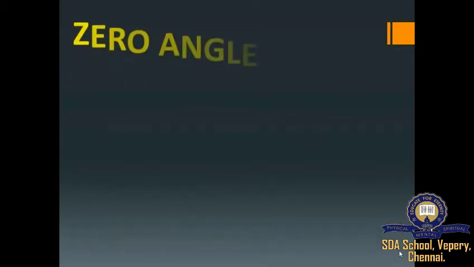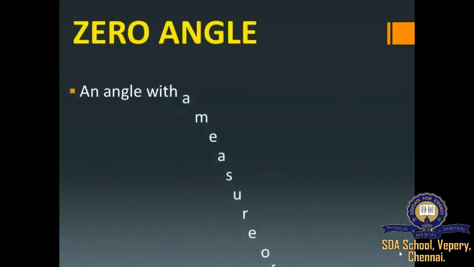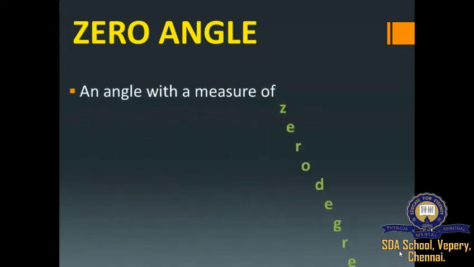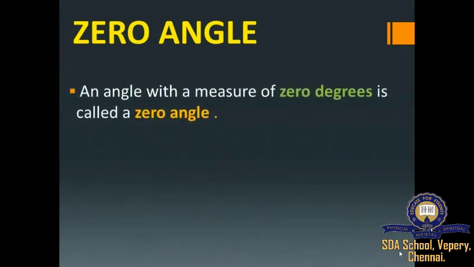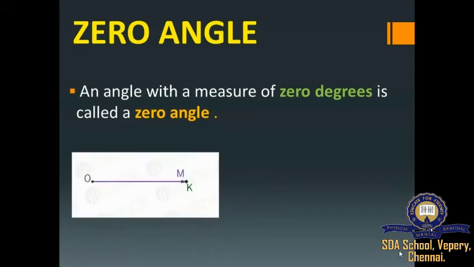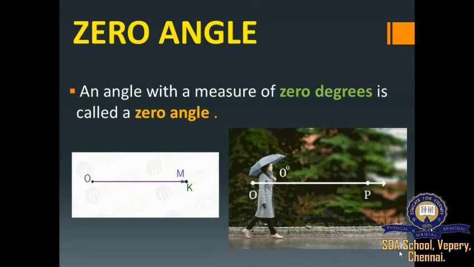Now we'll move on to zero angle. So what are zero angles? An angle with a measure of 0 degrees is said to be a zero angle. Observe the pictures over here. Here you find that OM is exactly on line OK, right?